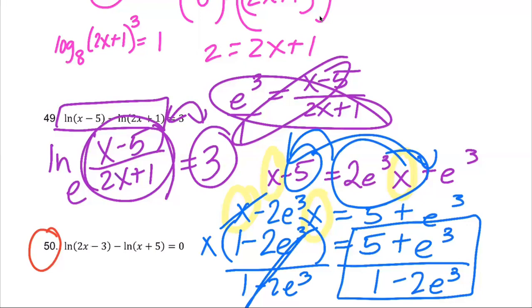Anything else? Would you go over like 39, I mean 29 and 30?